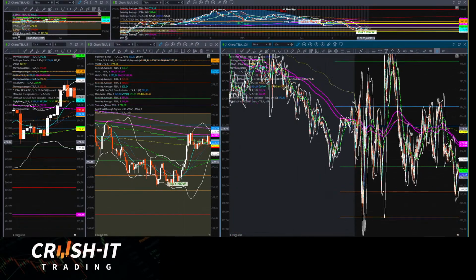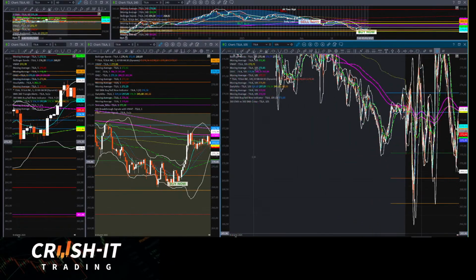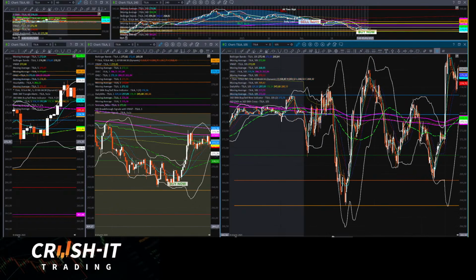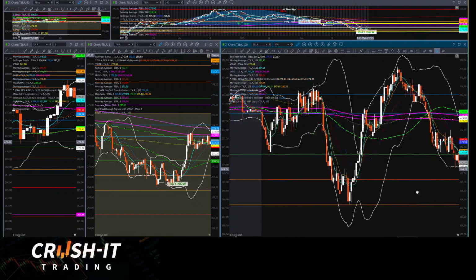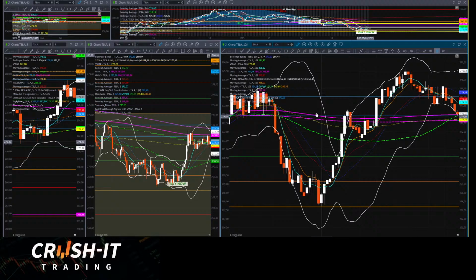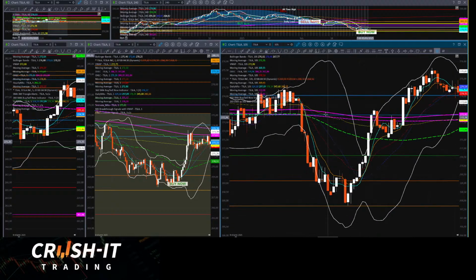So let me move this down here, open this up, and we'll show you where we got in. One of the things I like here is I got the 360, right? We got the EMA on top. They are running horizontal, so it's showing me that the price is more bearish than bullish.